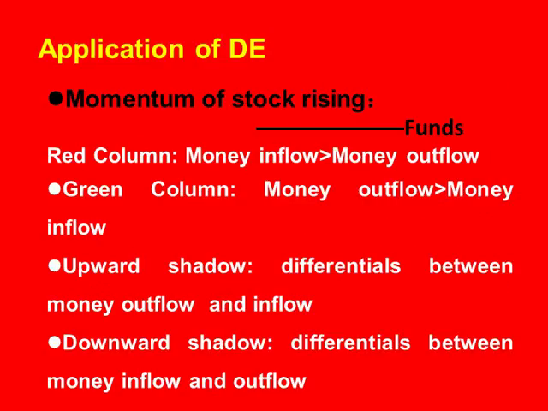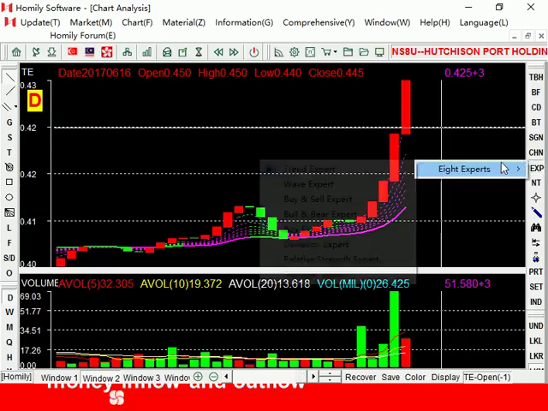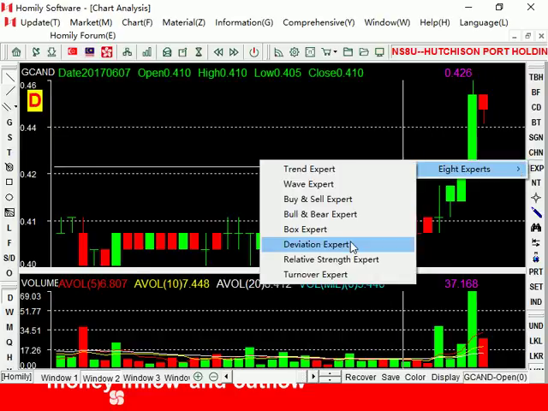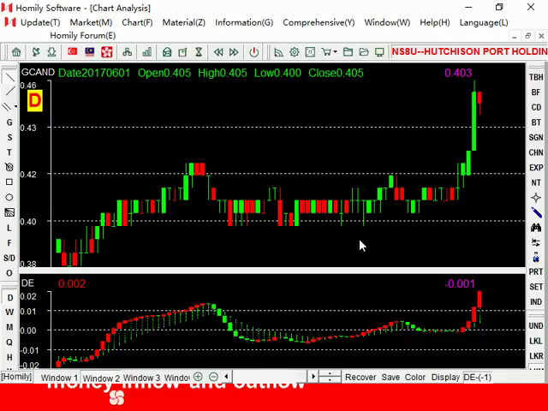Okay, so let's see. We can click expert, then deviation expert. So we can confirm the money inflow or outflow. If you see the red column, it is money inflow. Green column means money outflow. Then we can see the shadow, up shadow and down shadow. If you see the up shadow, good or not? Not good. Down shadow is good, but up shadow is not good. Even if there is money inflow, but you can see the shadow is an upward shadow, it is still not good. Okay, can you understand? Like this.